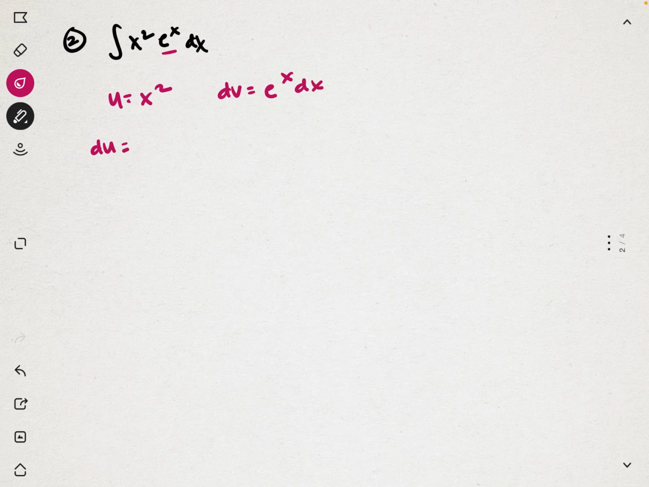Our derivative of u would be 2x dx. And then our v would be e to the x. Right, the antiderivative of e to the x is e to the x. Okay, so we're going to set this up: uv minus the integral of v du.